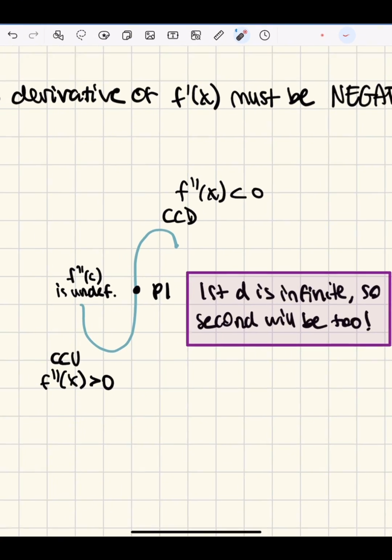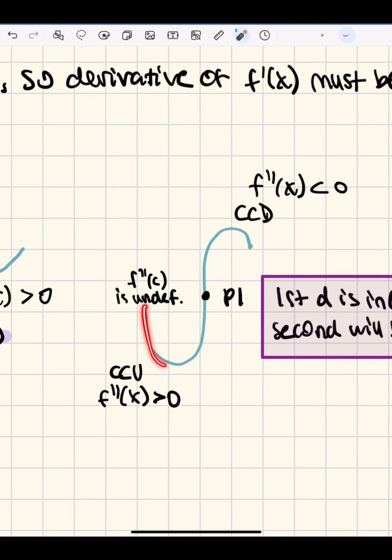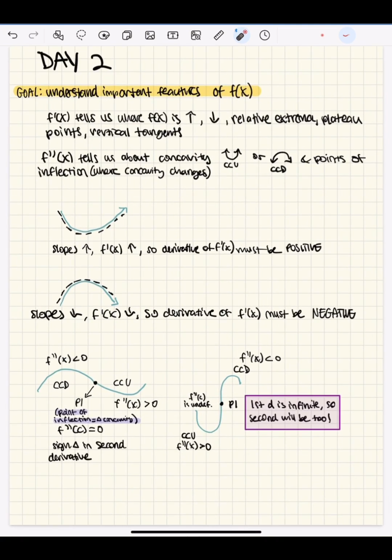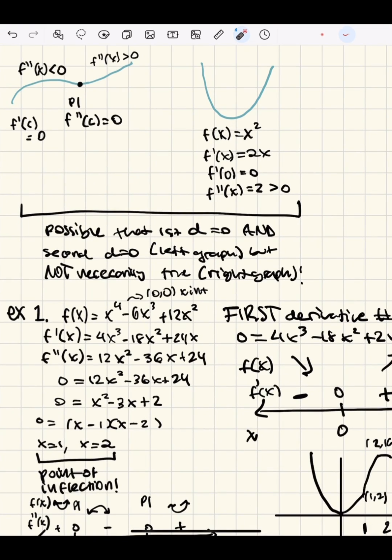So this is another example, a very similar thing, just another example illustrating the point of inflection. Just be careful not to make up rules. So of course it is very possible that the first derivative is 0 and the second derivative is 0, as this graph illustrates, but it's also very possible that it's not, as this one does. So for example, if f of x were x squared, f prime x is going to be 2x, so f prime 0 is going to be 0, but f double prime x is 2, which is not 0, obviously.